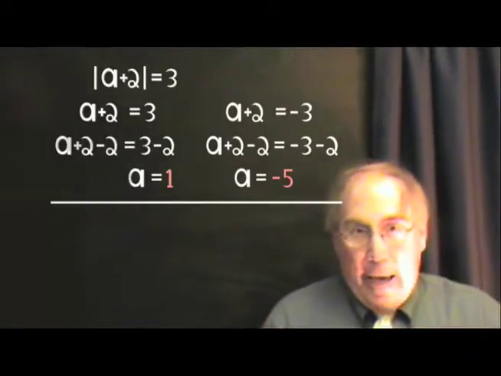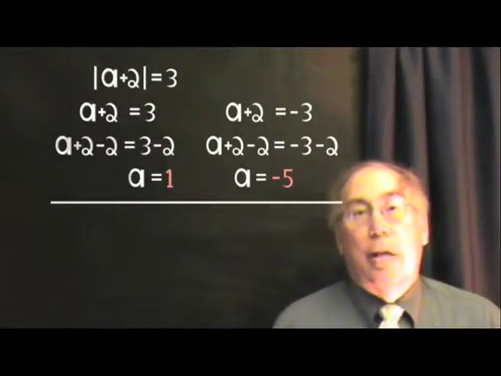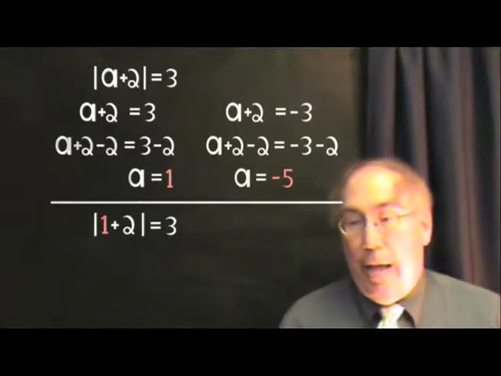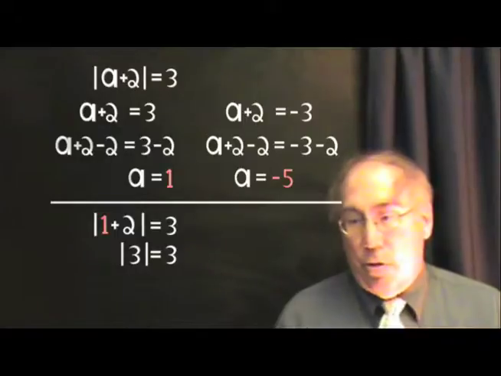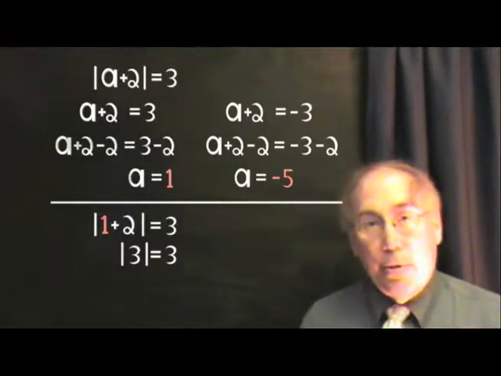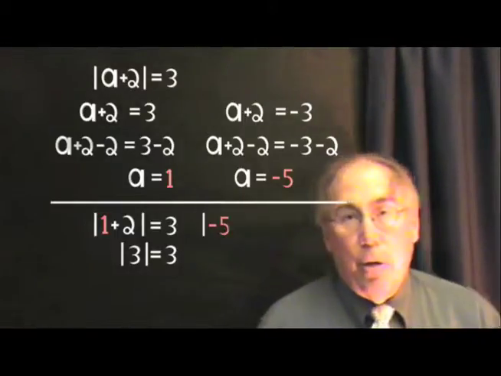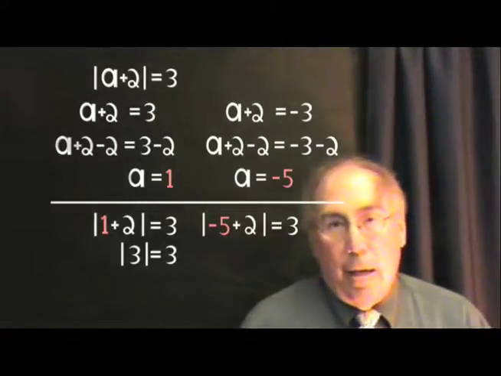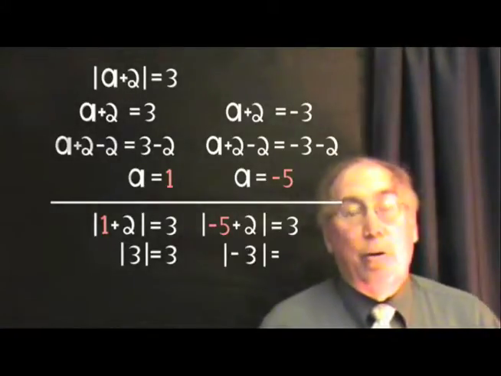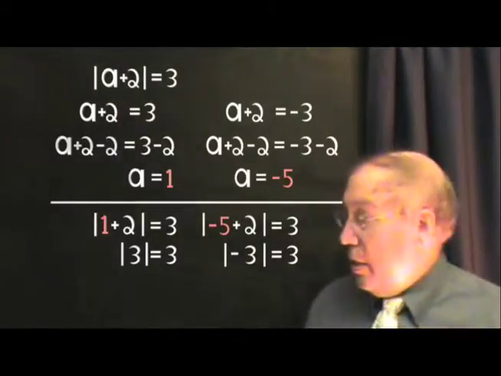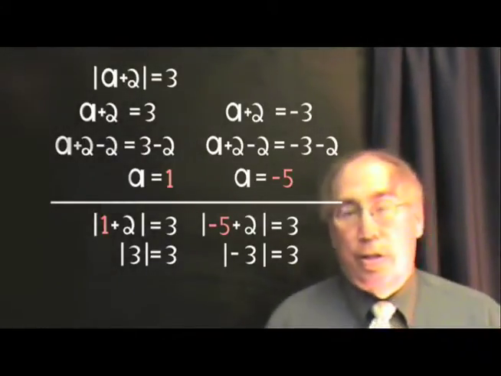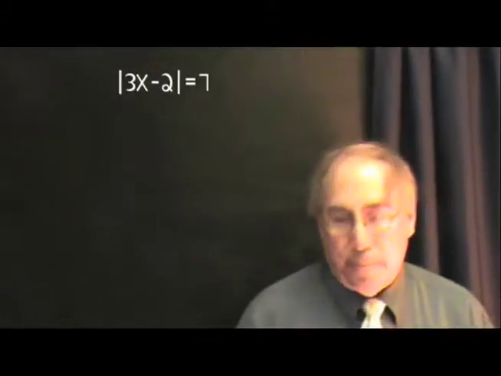Now let's see if this is so. Let's put A back into our original equation here, and let's take 1 first, and we'll get the absolute value of 3 equals 3. Now if we go and use -5, we'll get the absolute value of -3, which is also 3. So they are solutions to our equations.